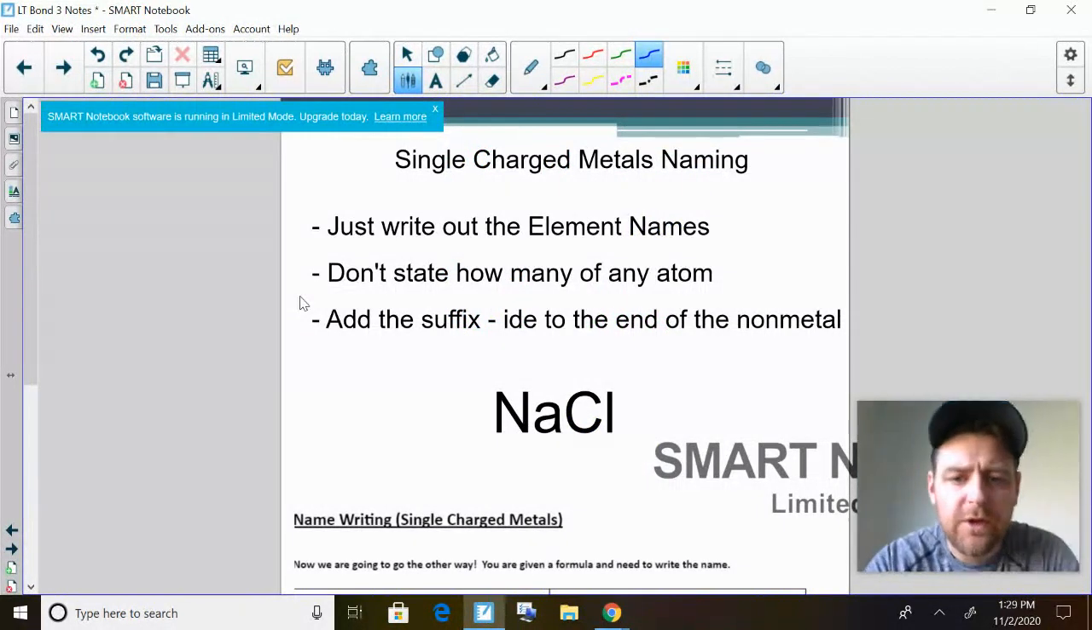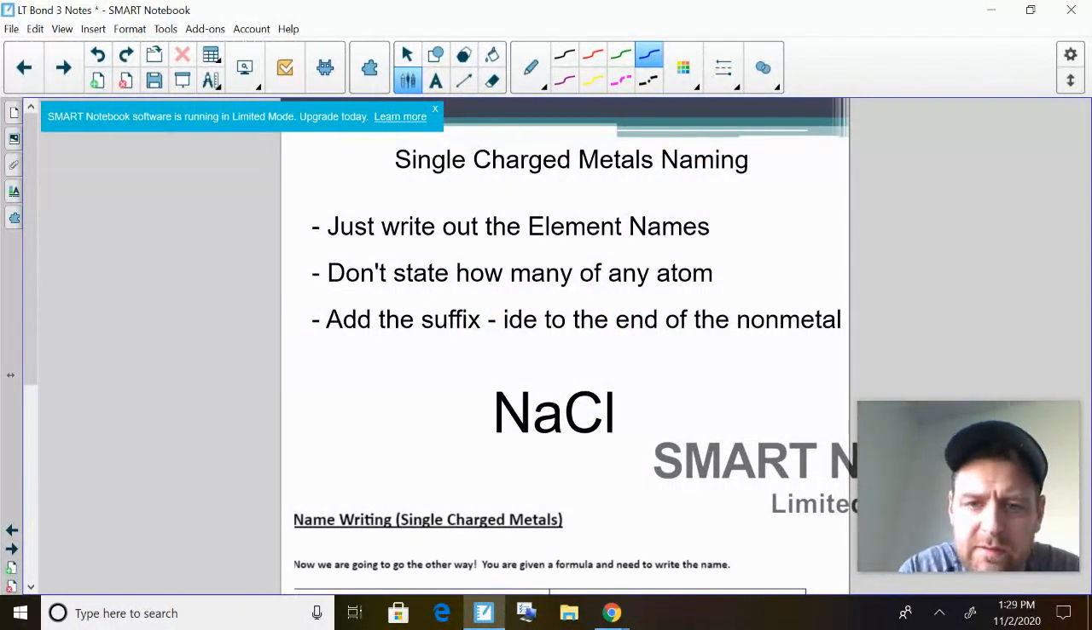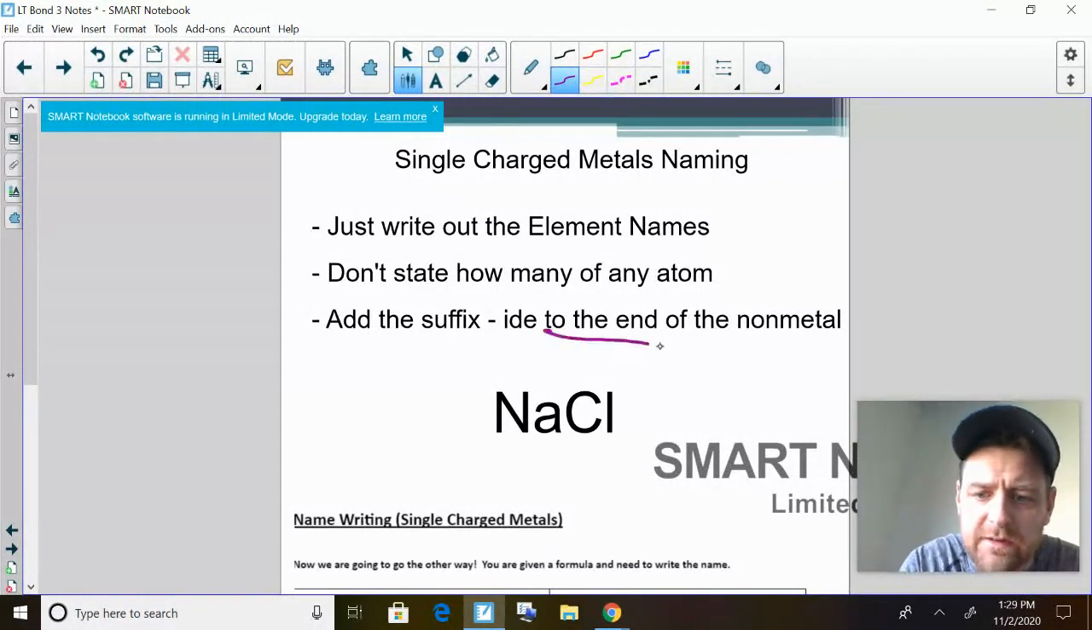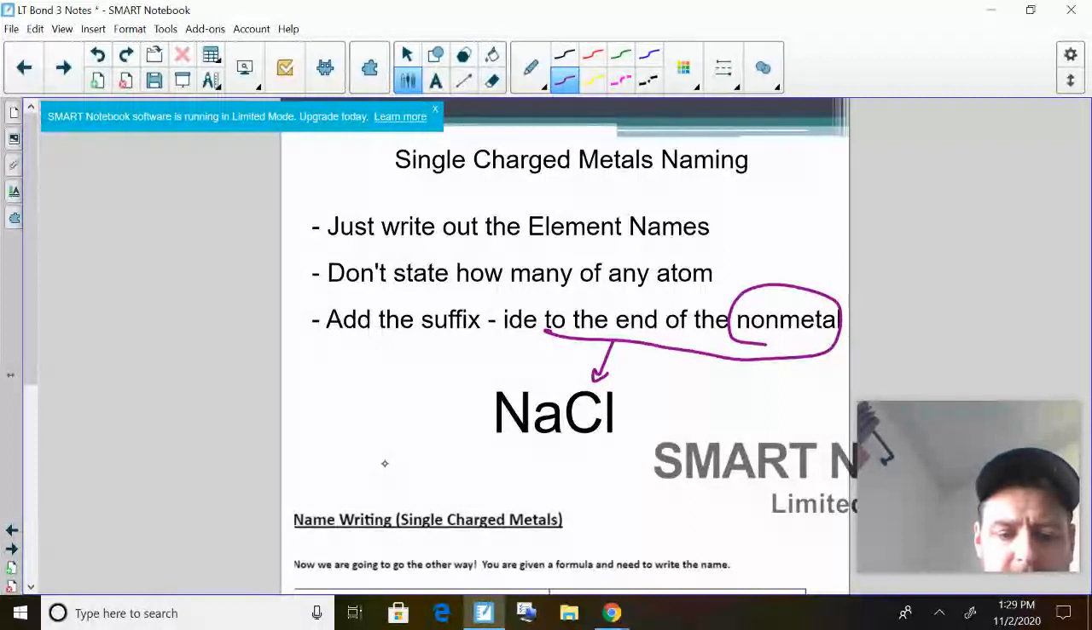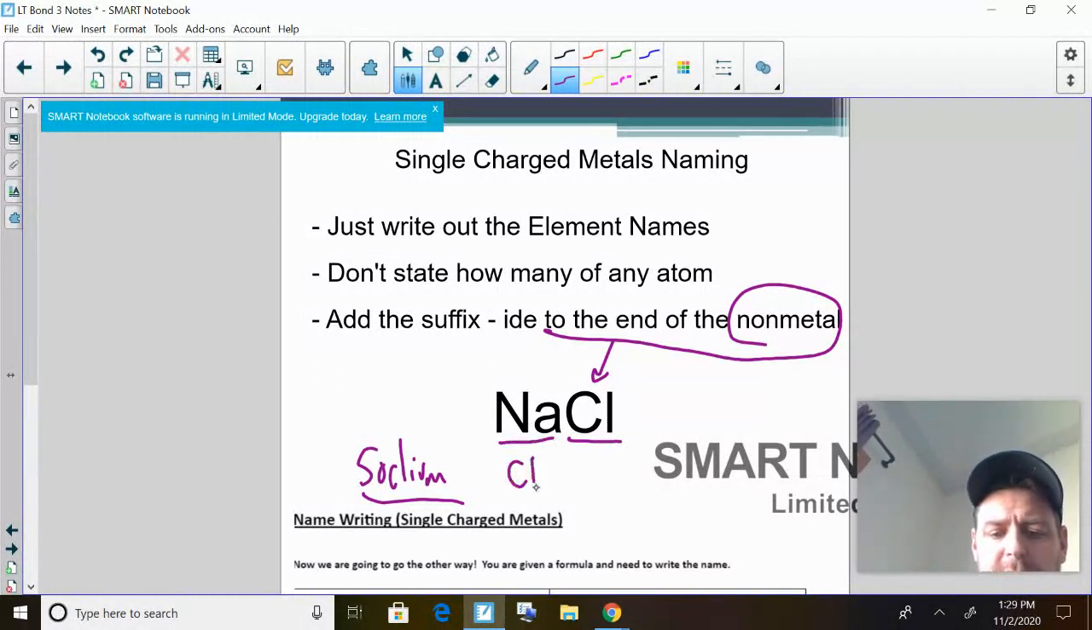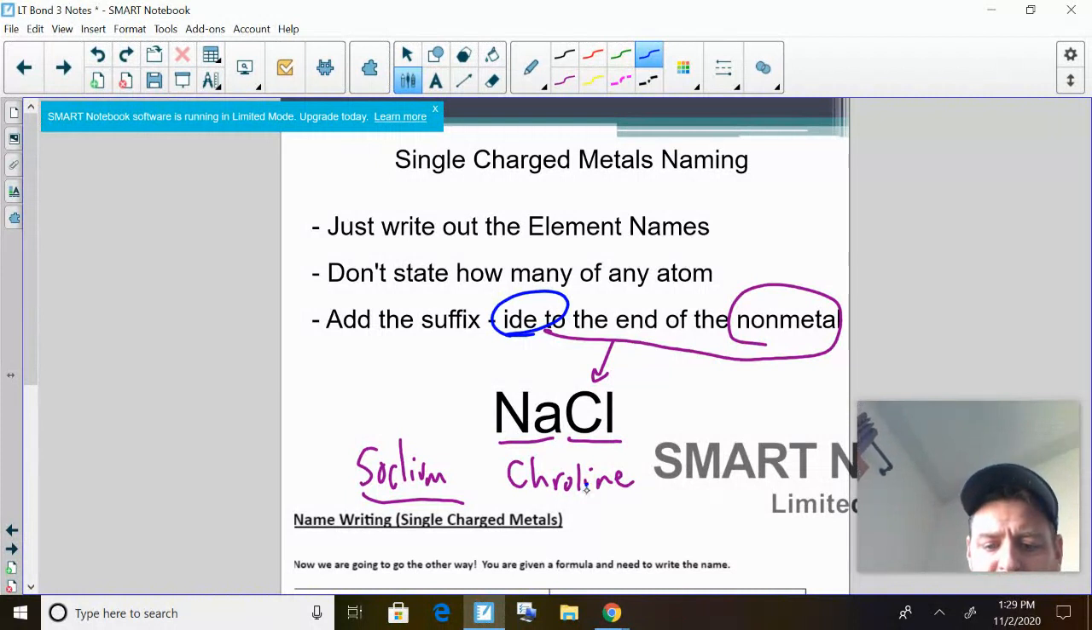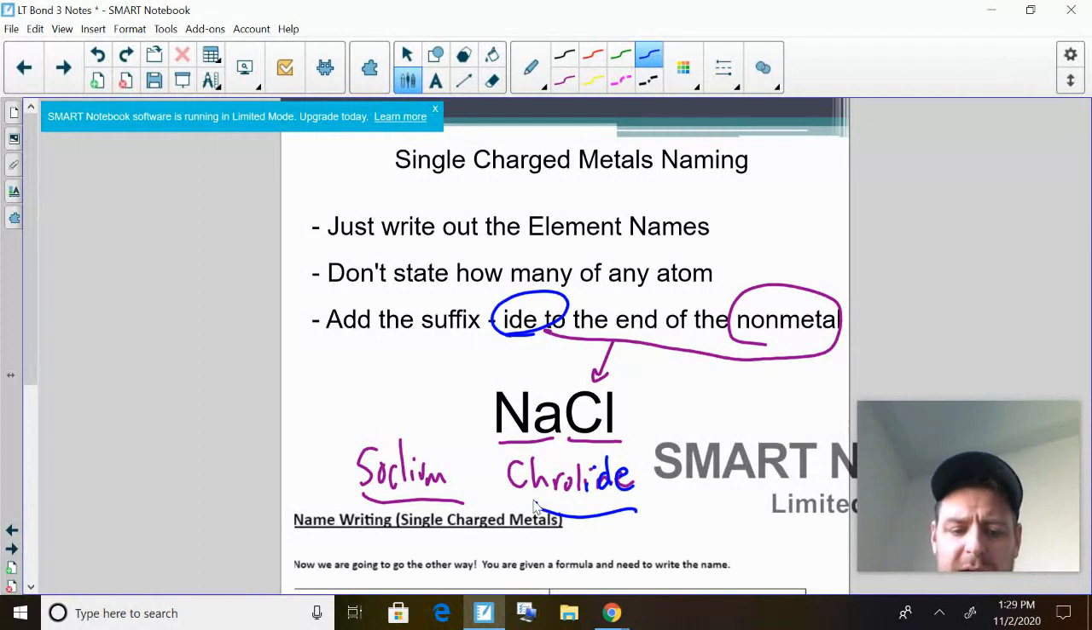Okay, just write out the element names. Don't state how many of the atoms and add the suffix "ide" to the end of the nonmetal. Now the nonmetal is right there. Okay, so when I do this, I just have to look it up. Sodium, that's the metal, and then the nonmetal is chlorine. But it says add the suffix "ide" instead of that. So I'm going to change this to chloride. And that's what we call it, sodium chloride. So that just means it's an ionic bond. Alrighty, that's it.